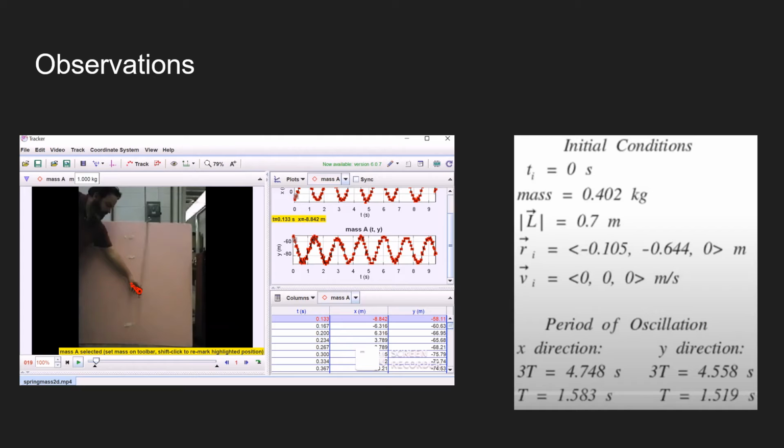However, it is important that these two values do not greatly differ, as it would result in greatly different spring constants for the same spring. Since we'll be graphing the y position in our model later, we'll be using the period of oscillation in the y direction to find the spring constant.